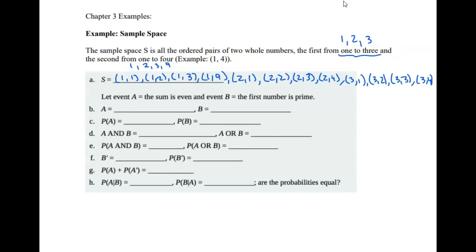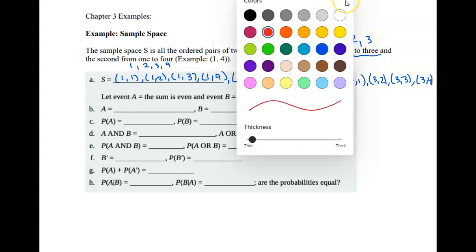All right, now let A be the event that the sum is even, and B be the event that the first number is prime. Let's list all the possibilities in event A. We look at all the entries in our sample space and list the ones for which the sum is even. If you have two even numbers or two odd numbers together, that is going to give you an even sum.